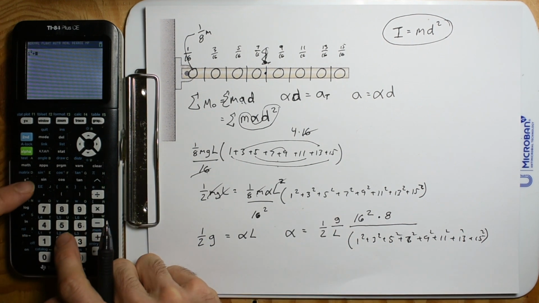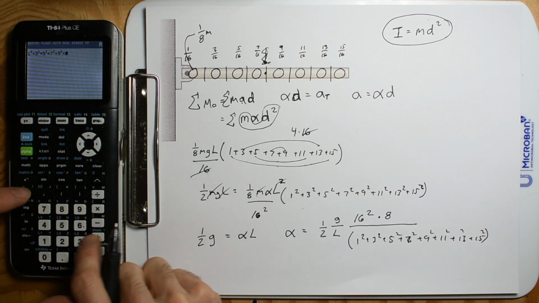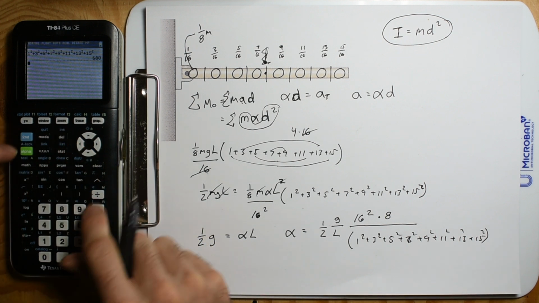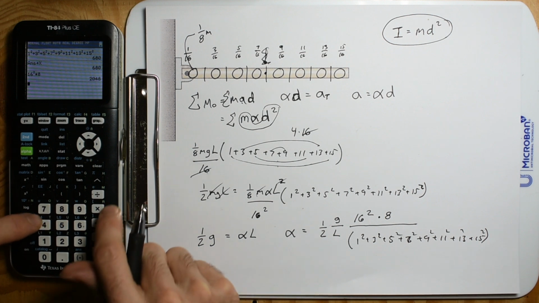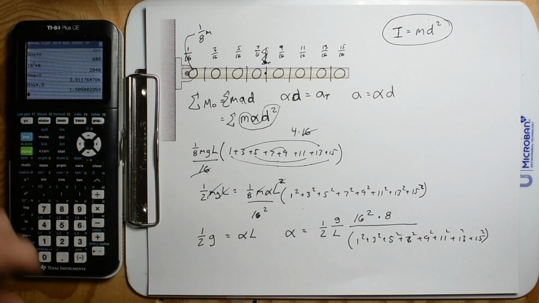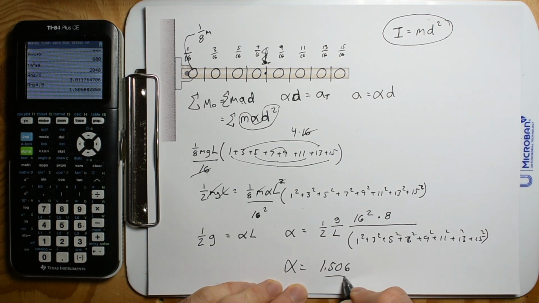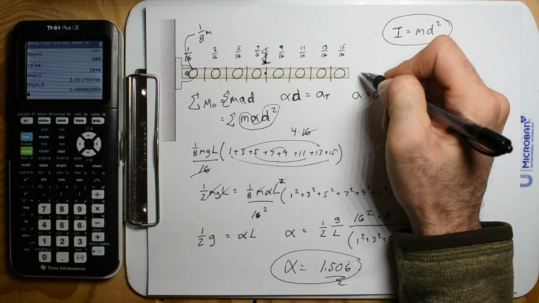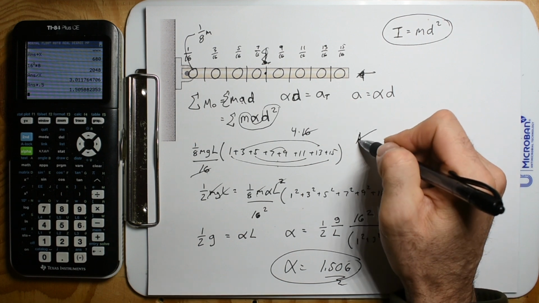1 squared plus 3 squared plus 5 squared plus 7 squared, 9 squared, 11, 13, 15. Okay, sweet. I'm going to store that as x. And then we have 16 squared times 8 divided by x times 0.5. So heck yeah. So alpha is 1.506, and we're definitely getting closer to that 1.5. So this is a really good approximation, and it shows you how it's related to linear.